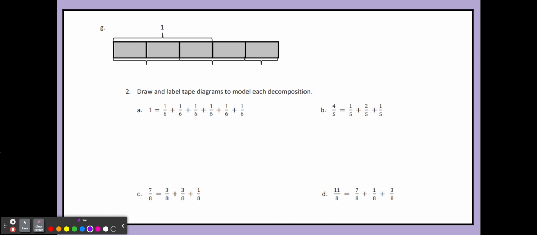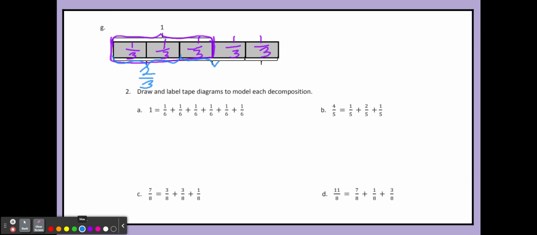Okay, now here, this is our whole. Our whole has 3 pieces, so each piece is 1/3. This bracket has 2 of them included, so that would be 2/3.